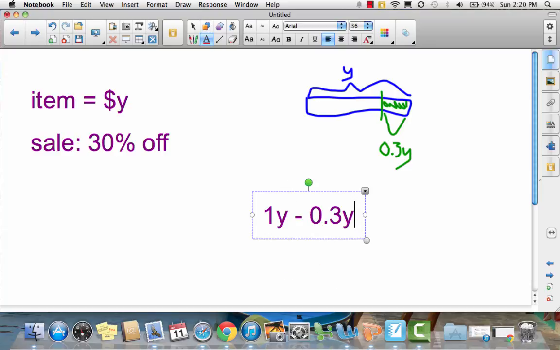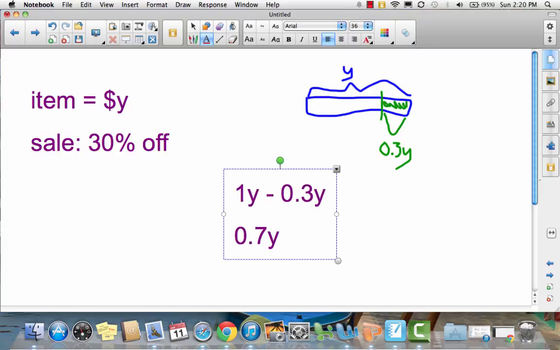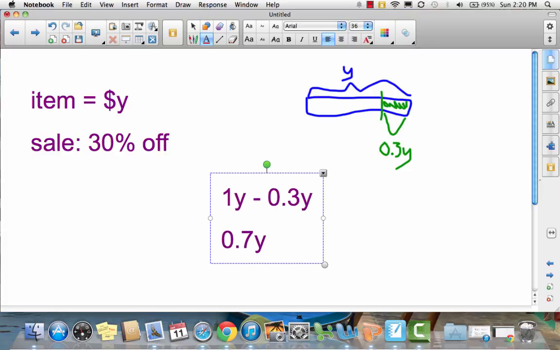I can simplify that by combining my like terms. 1 minus 0.3 is 0.7y. And again, if I knew what y is equal to, I could sub it into each of these expressions and get my actual sale price.